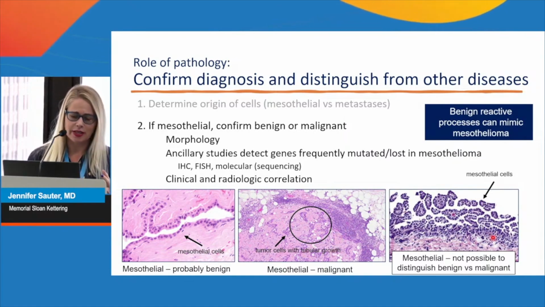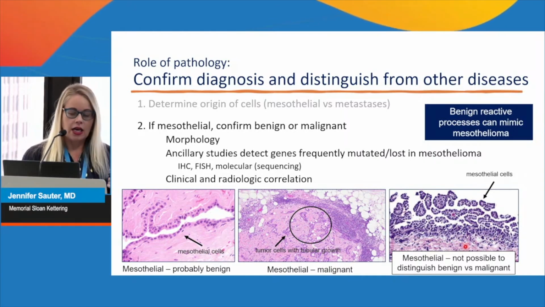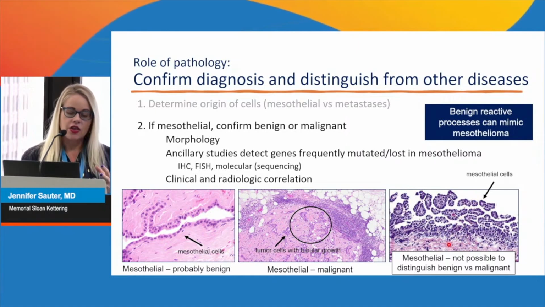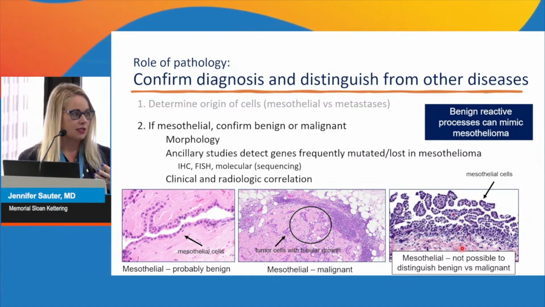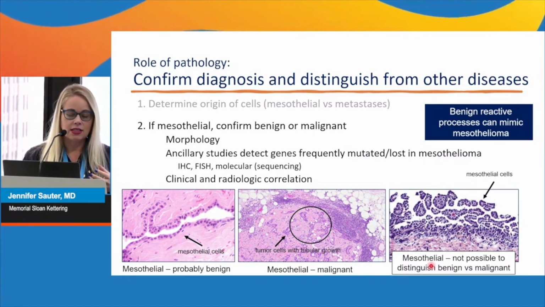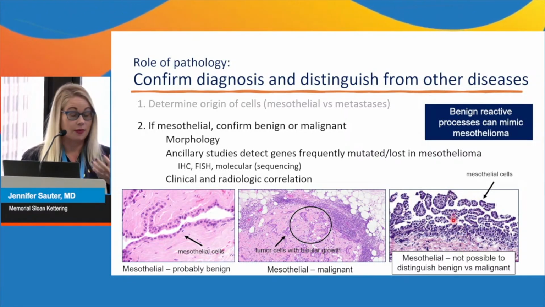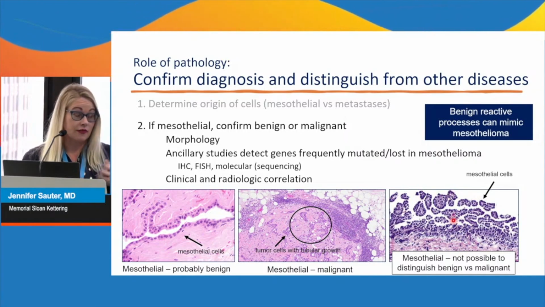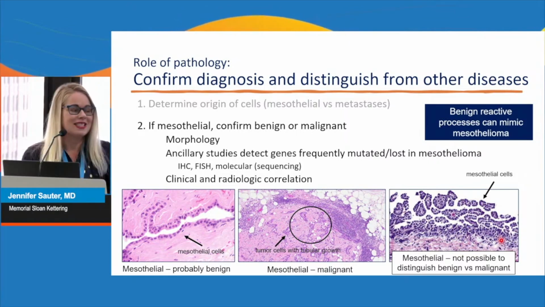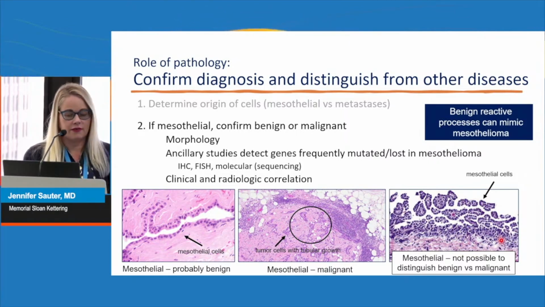But this example here is where it gets tricky. You see proliferation of mesothelial cells at the surface. There are some benign reactive processes where we get this piling up of mesothelial cells, and you can't tell without seeing deeper into the tissue if this is benign or malignant, because you need to see if there's an invasive component. But sometimes in our specimens, what we see isn't deep enough to assess that invasive component. And so in these cases, it's impossible for us to make a definitive diagnosis of mesothelioma versus a reactive process.